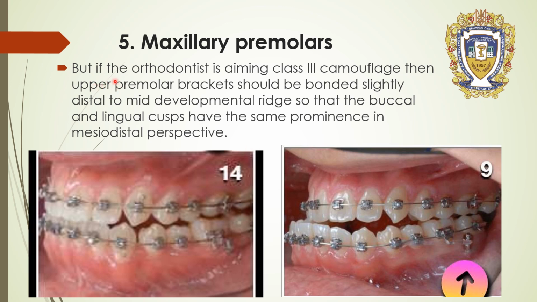But if the orthodontist is aiming for class 3 camouflage, then upper premolar brackets should be bonded slightly distal to the mid-developmental ridge so that the buccal and lingual cusps have the same prominence in mesiodistal perspective.